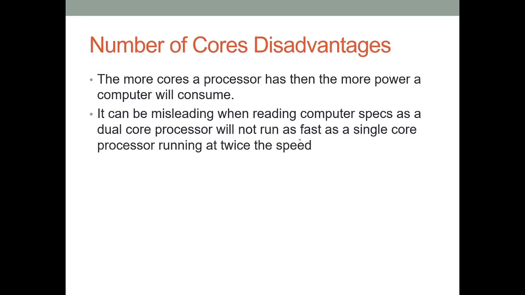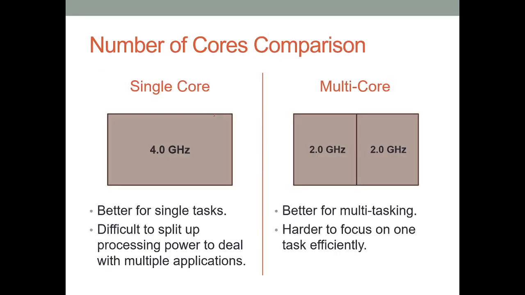The disadvantage is the more cores you have, the more voltage it's going to use. So you're going to need a better power supply, and obviously your electricity bill is going to go up slightly. It can also be a bit misleading. This isn't really a disadvantage, but it can be misleading when reading about quad core and dual core. It's not exactly like dual core is twice as good as a single core. It's a bit more complicated than that. So I've made this simple diagram that hopefully explains it.